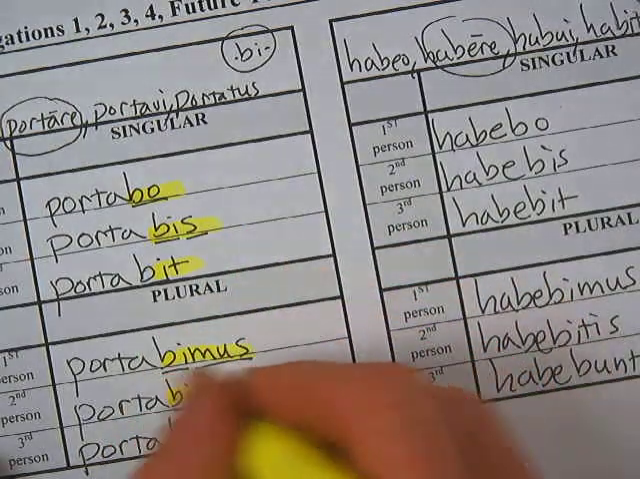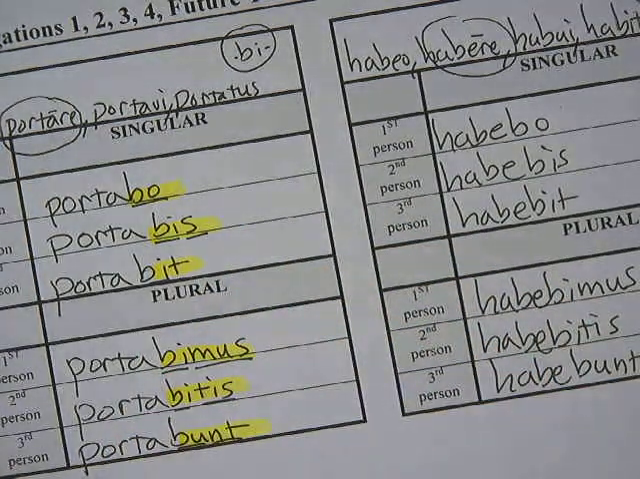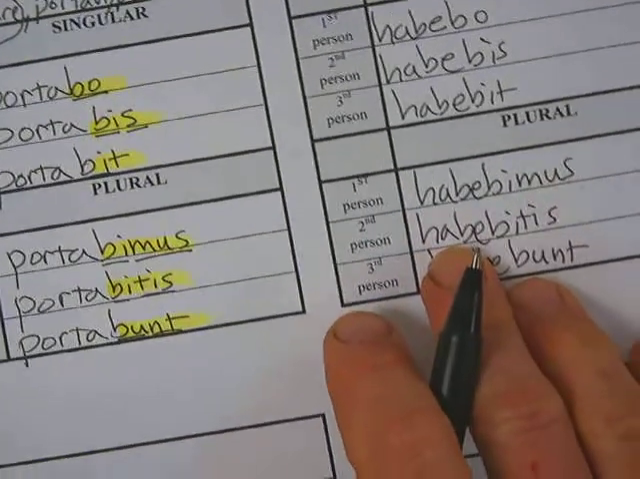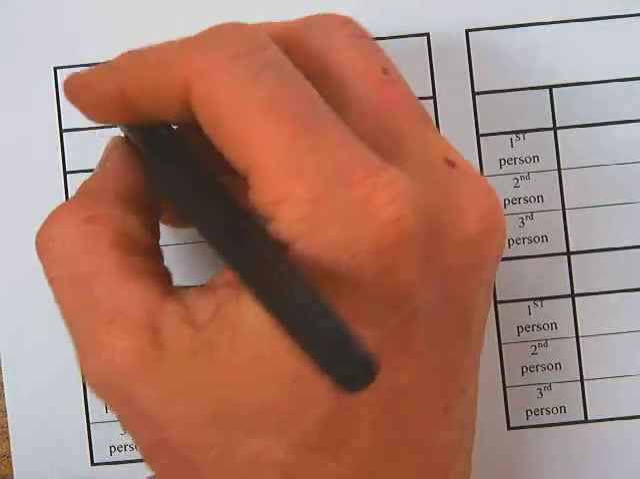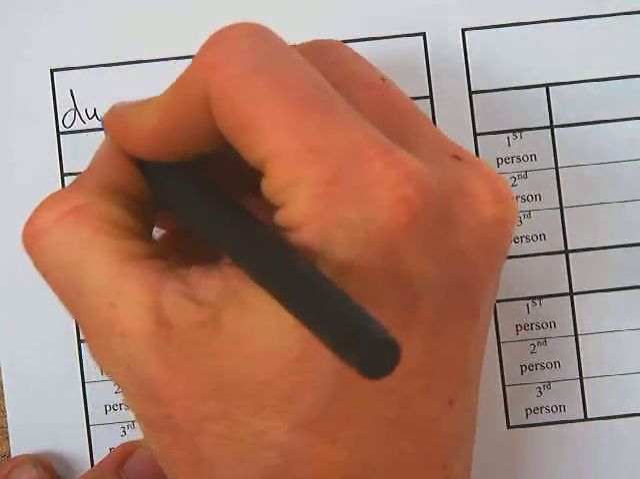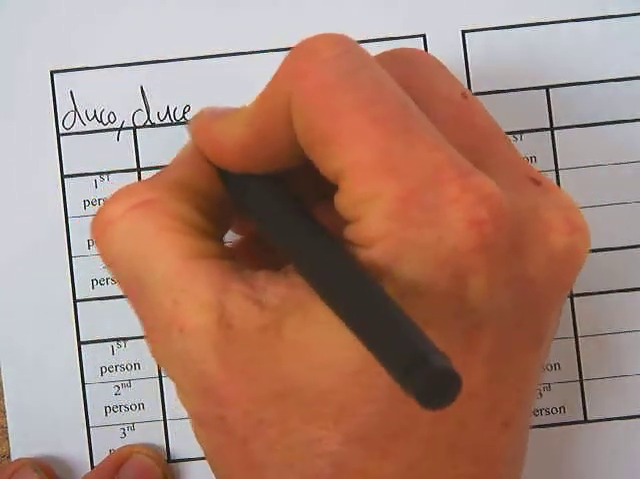Okay, you got bo, bis, bit, bimus, bitis, bunt, and they're the same over there. Now first and second conjugations work like that. Porto, habere, all those conjugations are going to work the same way. Now it's when you get to the third and fourth, there's a change, a big change.